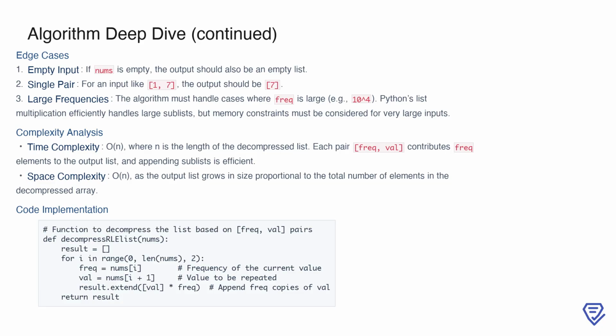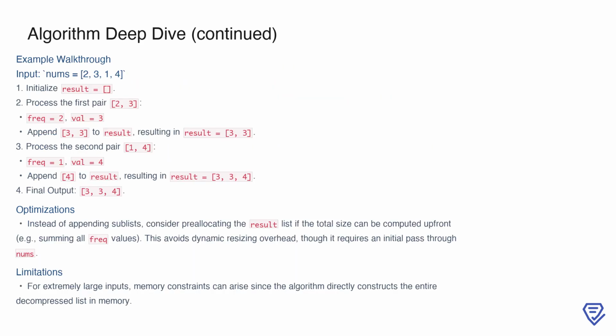We define a function decompressRLList that initializes an empty result list. Then, using a loop that iterates in steps of 2, we extract frequency and val from the input, generate a sublist of repeated values using val * frequency, and extend the result list with this sublist. Finally, we return the result. Let's walk through an example to see the algorithm in action.